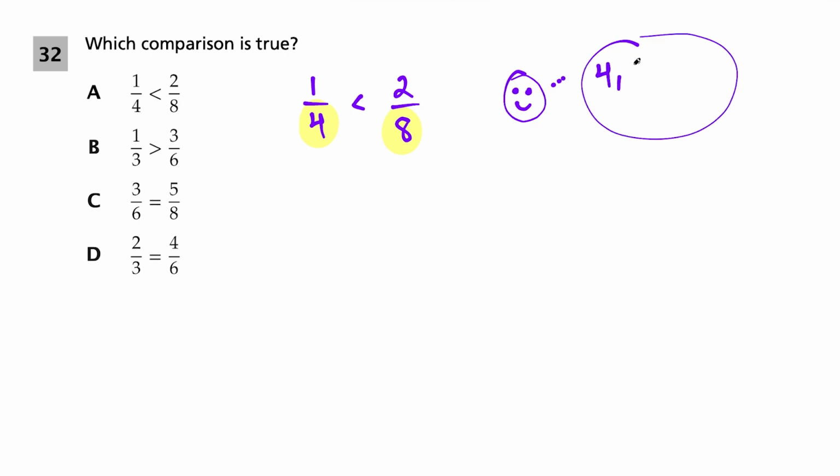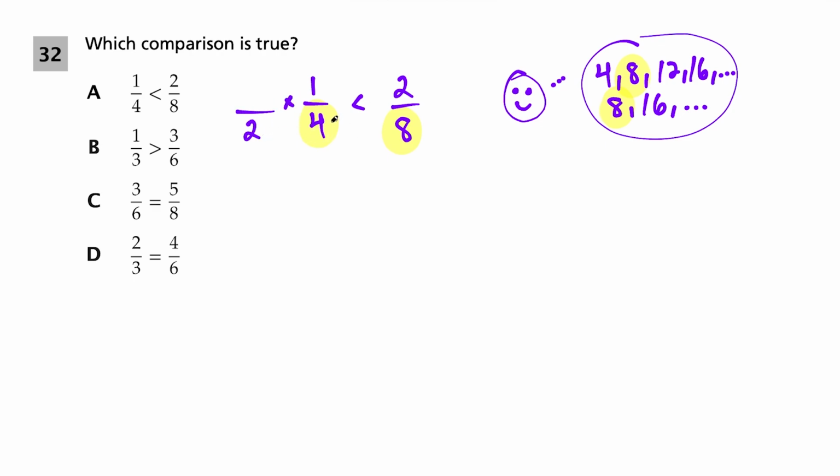So if I start counting by 4s, I have 4, 8, 12, 16, and so on. And if I start counting by 8s, I have 8, 16, 24, and so on. But where do these lists match for the first time? They match at 8. So I would turn this denominator into an 8 by multiplying the denominator by 2.